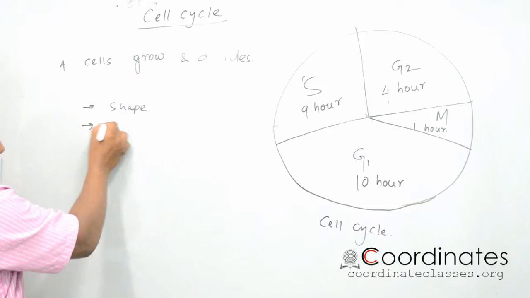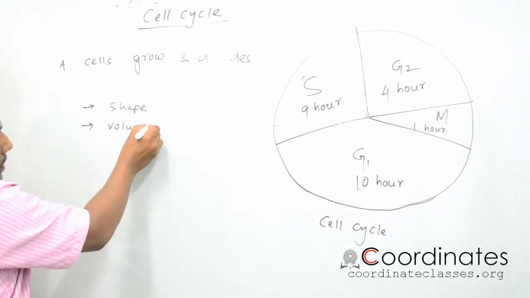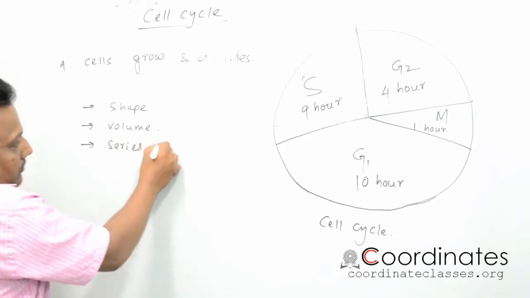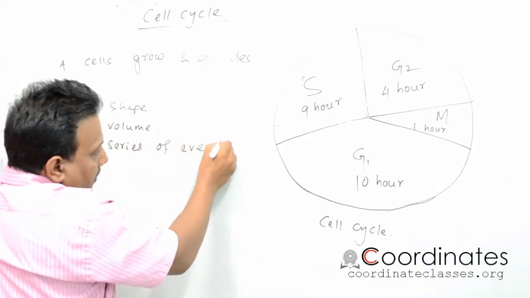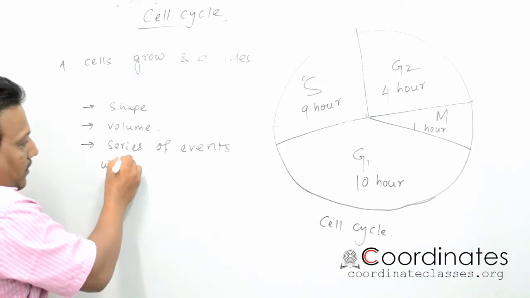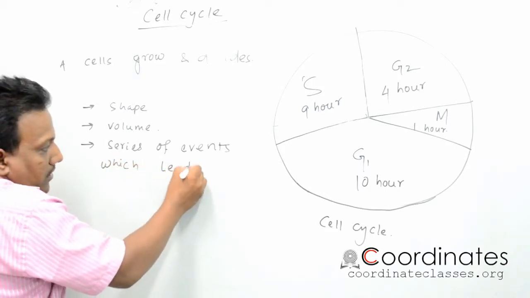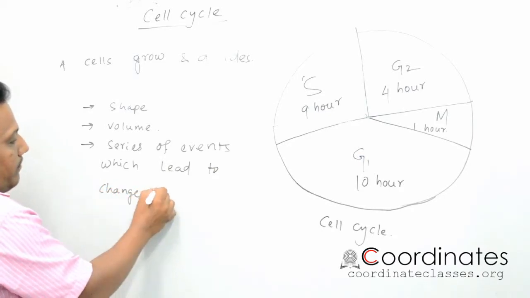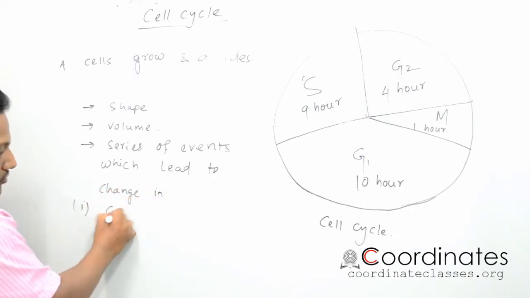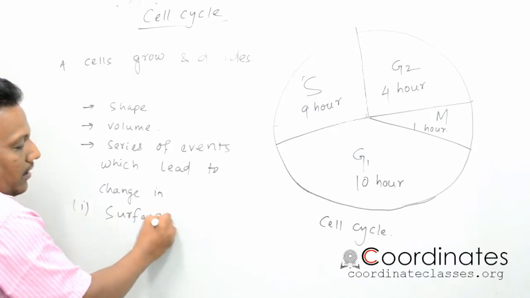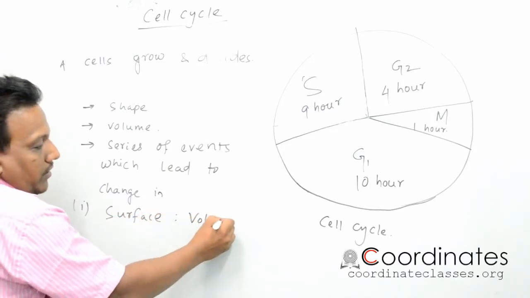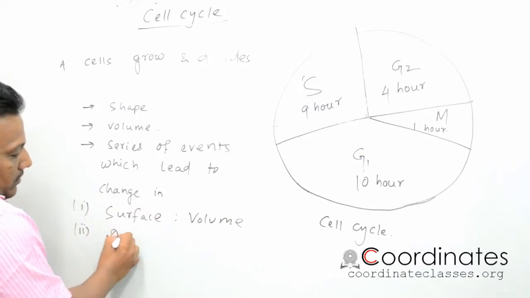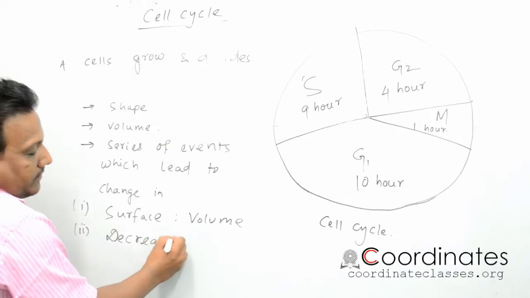then the volume of the cell, and then there is a series of events which lead to a change in, first, the surface to volume ratio, then second, the size of the cell, that is, a decrease in surface area.